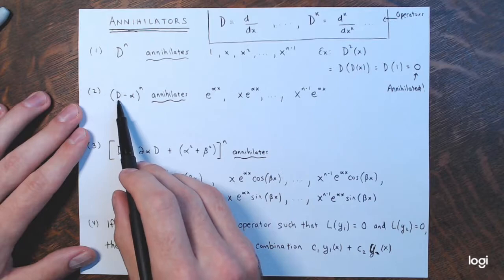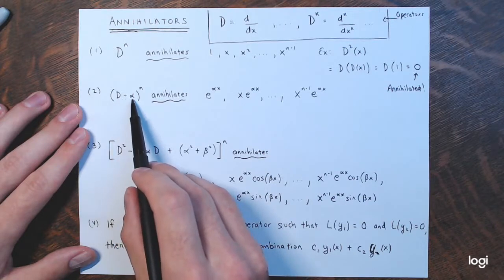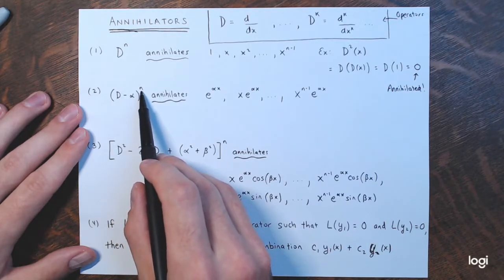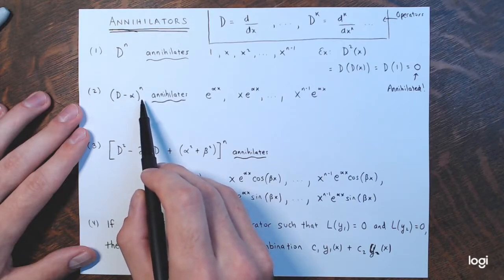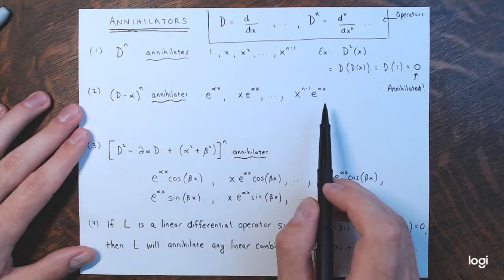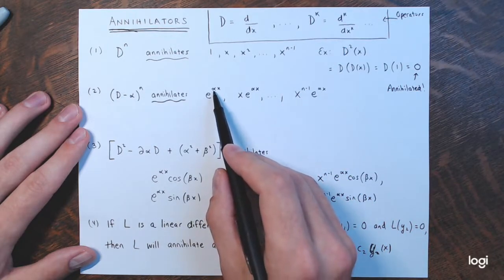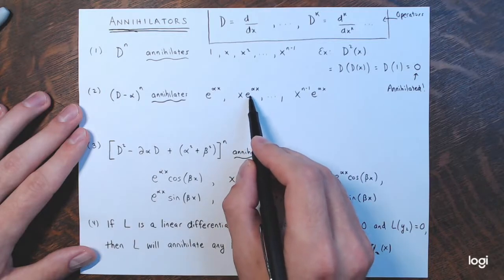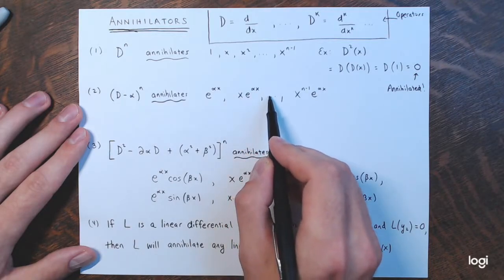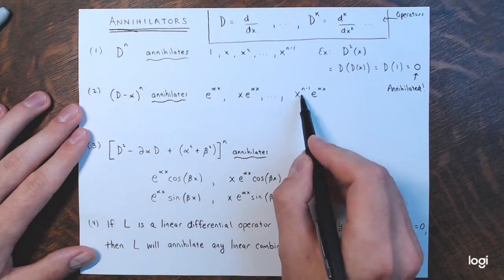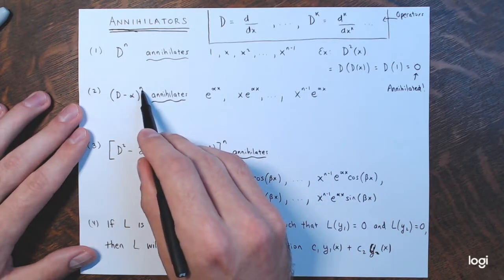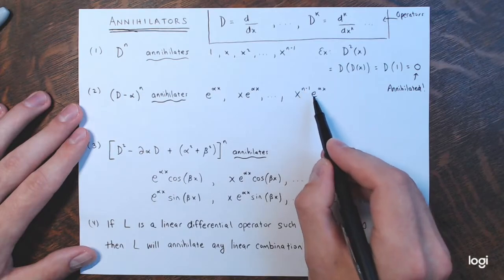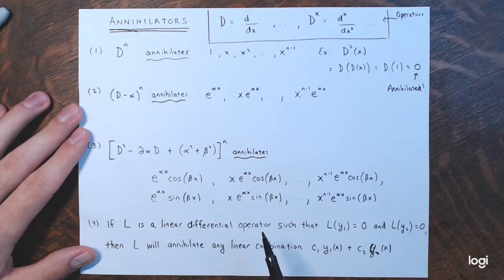Okay, and then this here, D minus alpha, where alpha is a constant, D minus alpha to the n applied to some function annihilates all the following functions: e to the alpha x, where this is that same alpha here, x times e to the alpha x, x squared times e to the alpha x, all the way up to x to the n minus 1, one less than this power of n here, times e to the alpha x.